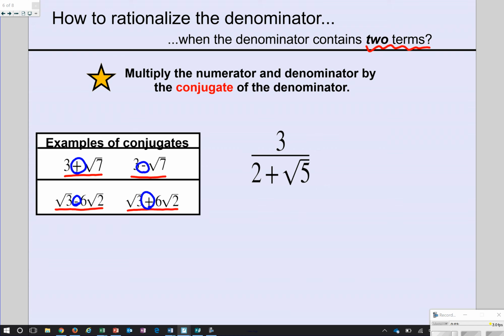So if we look at our example, 3 over 2 times 2 plus the square root of 5, to rationalize the denominator, we'll have to multiply it by the conjugate. But first, let's see why we need to do that. So let's show you an example of what not to do.